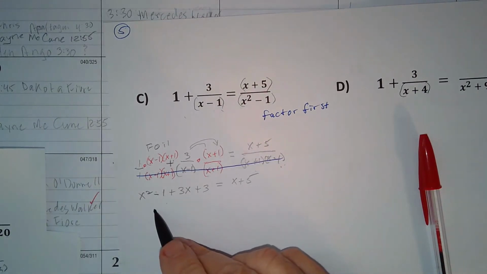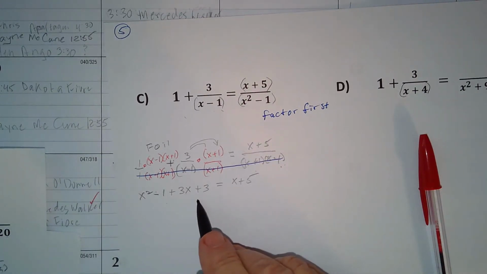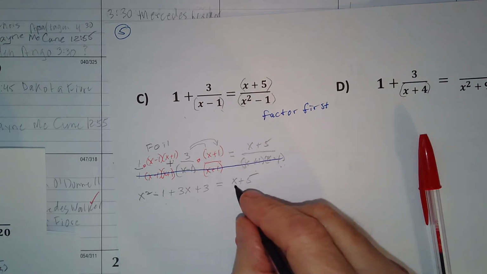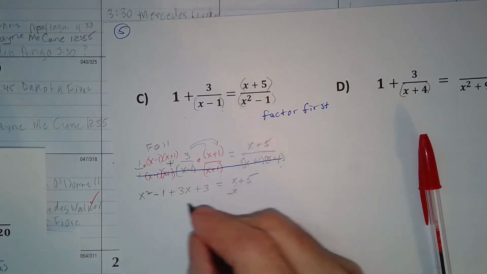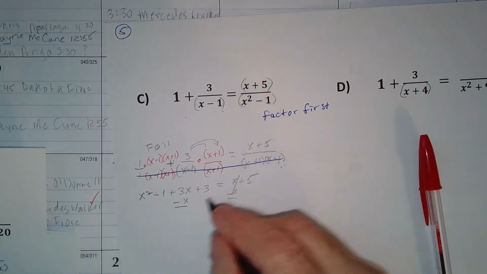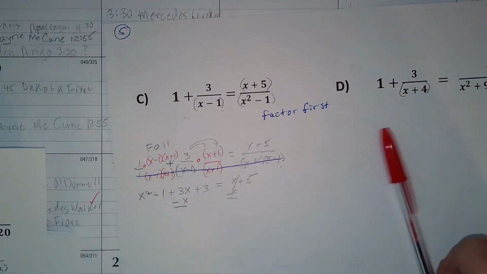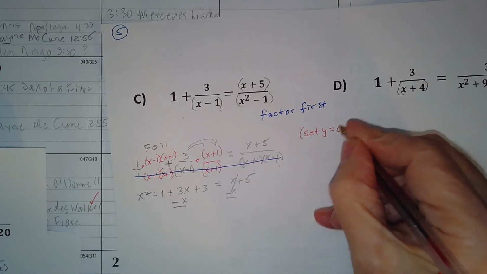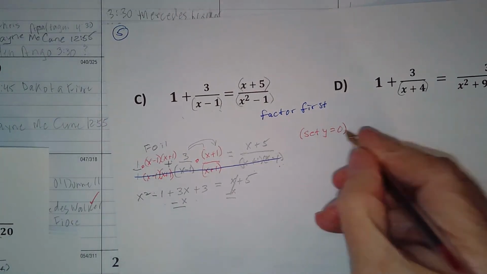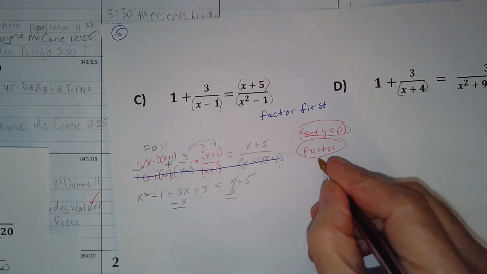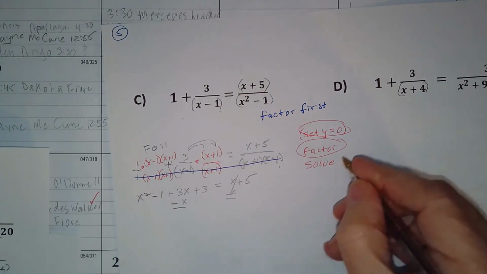All right, so we got a -1, a -3, and, well, we want to get rid of the x's first, this x first. So let's subtract x from both sides. And so we're going to get rid of that. And what are we doing again? We're setting y equal to 0. So set y to equal 0, and then you're going to factor, and then you're going to solve for x when y equals 0.